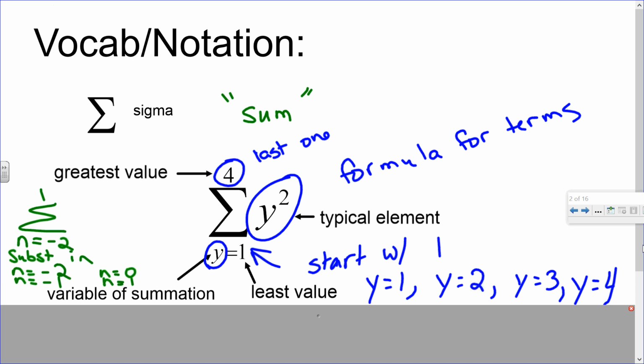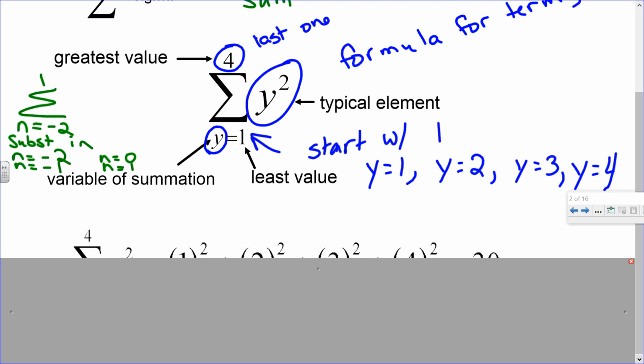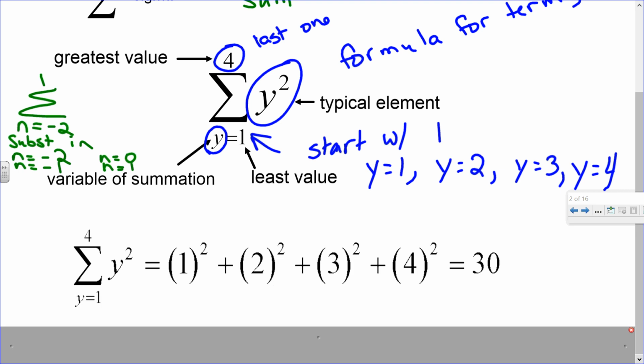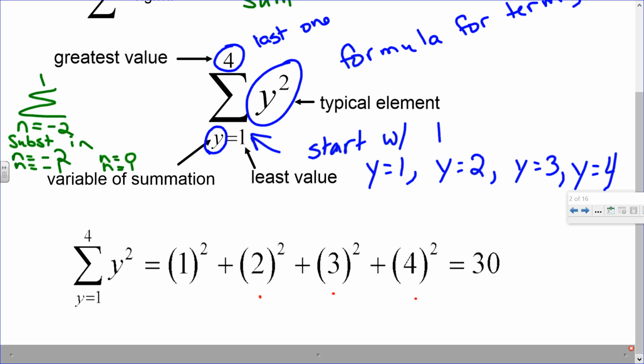So let's actually evaluate this one. So this says I need to plug in 1 for y, so I get 1 squared. Then I plug in 2 for y, so then I get 2 squared. Then I plug in 3 for y, so I have 3 squared. 4 for y, I get 4 squared, so that I have 1 plus 4 plus 9 plus 16. And 9 and 1 are 10, 4 and 16 is 20, 10 and 20 gives me 30.